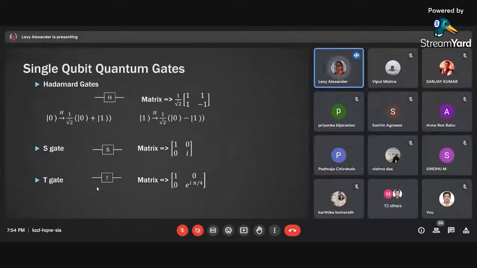Now we have the S gate. The S gate representation is like this. In the box, we write S, and the corresponding matrix is 1, 0, 0, i. In this case, |0> is mapped to |0> itself, and |1> will be mapped to i|1>. And the T gate is also very important. It is doing some rotation. Its matrix is 1, 0, 0, e to the power i pi by 4. So |0> will always be mapped to |0> itself, but |1> will be rotated by an angle pi by 4.